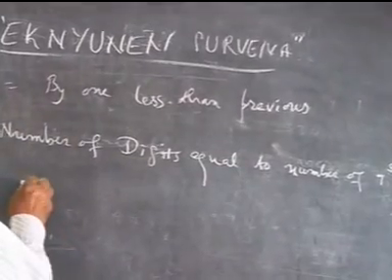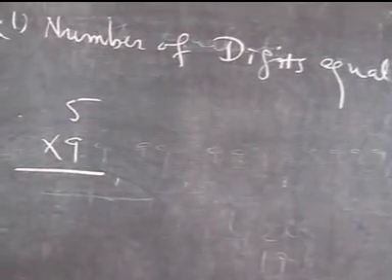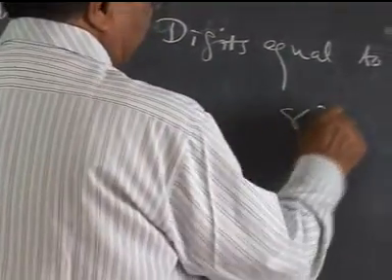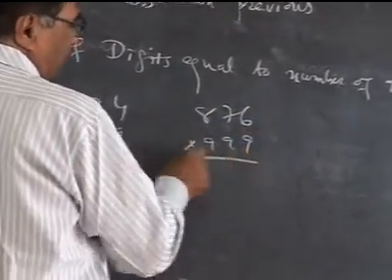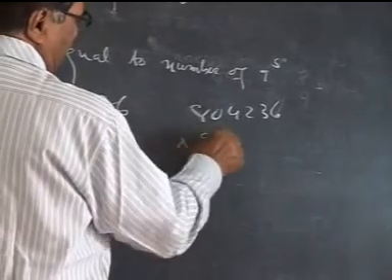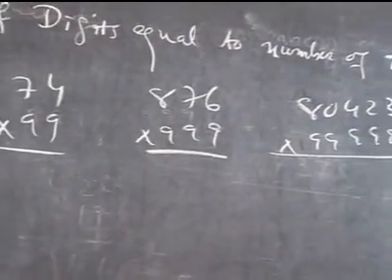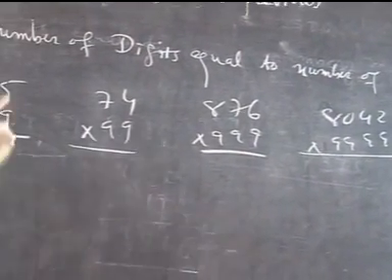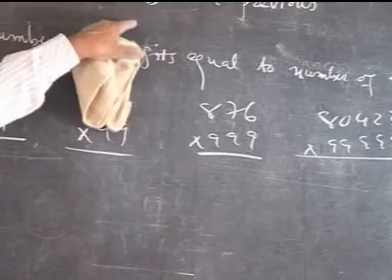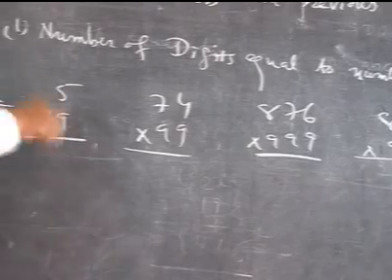For example, 5 into 9. 74 into 99. 876 into 999. Or 804,236 into 999,999. As many nines are there, that many digits are there. The method is diminishing by one less than previous. This is previous. Even if you write it as 9 by 5, it is the same as 5 by 9.